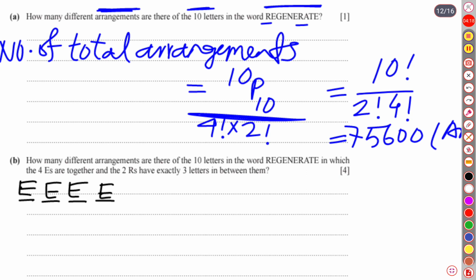Well, then they have told that there will be 2 R's, and in between the 2 R's there will be exactly 3 letters. So there will be 3 spaces, and then there is R. So there are 4 E's together and 3 letters in between the R's. Let's see how many are left. So total 4, 4 plus 2 is 6, 6 plus 3 is 9. So one more letter is still left to be arranged.